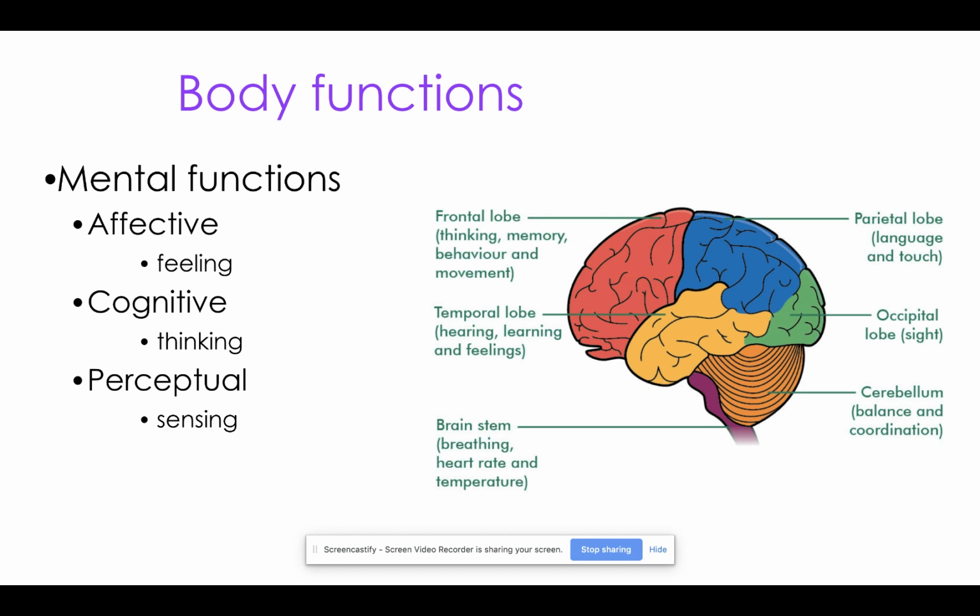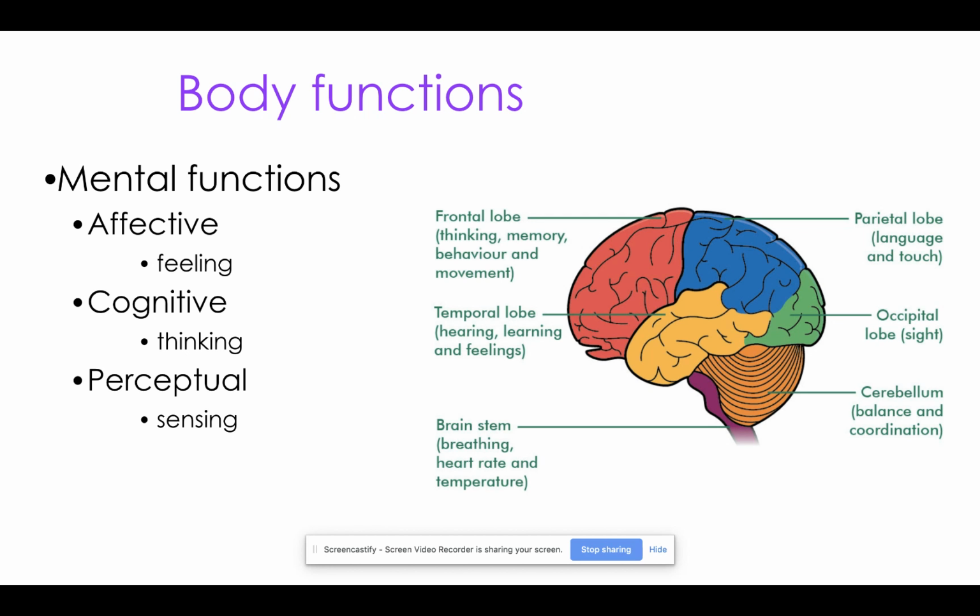When we talk about mental functions, there are three aspects. There's the idea of affective function, which is how we deal with our emotions, our feelings, and our moods. I don't want you to confuse this with effective, E-F-F-E-C-T-I-V-E, as that's a means of trying to achieve a goal. So affective, with an A, deals with feelings, emotions, and moods.